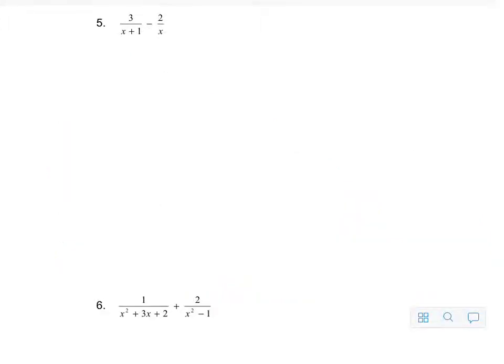All right, with number 5, I don't have common denominators. I really can't factor either of them. They really have nothing the same. So I'm going to have to use both of them. So what I'm going to use for a common denominator is x times x plus 1.